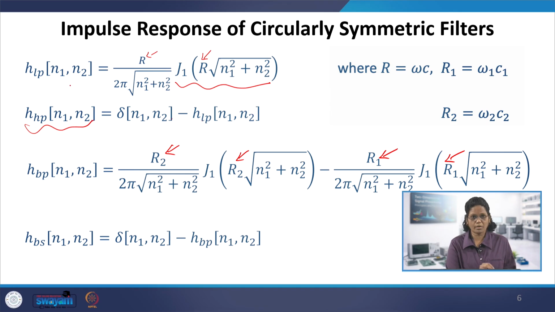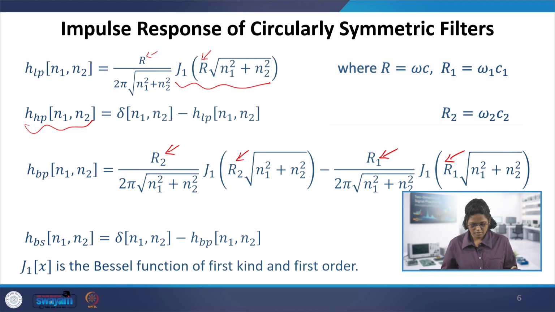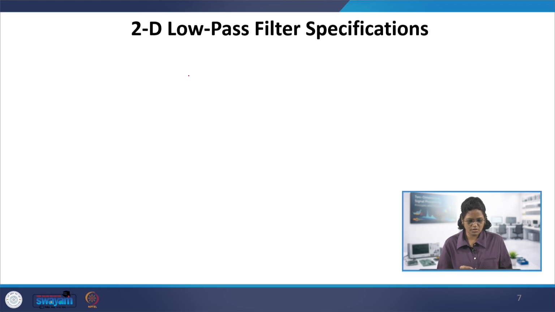If we know the low pass filter, then we can obtain these responses. If you design the low pass filter and know the h of n1 comma n2 coefficients, then we can get these filter coefficients just by knowing the cutoff frequencies. It involves a Bessel function. As we said, this is a Bessel function of the first kind and first order, whereas in the Kaiser window we use the zeroth order.